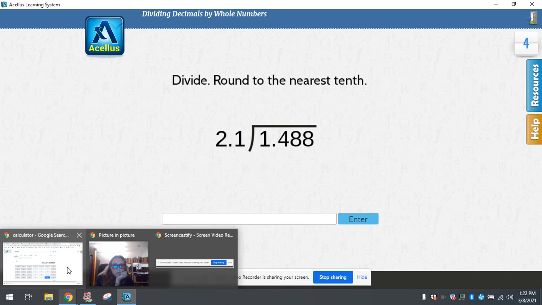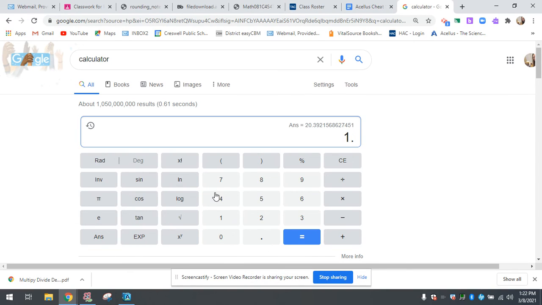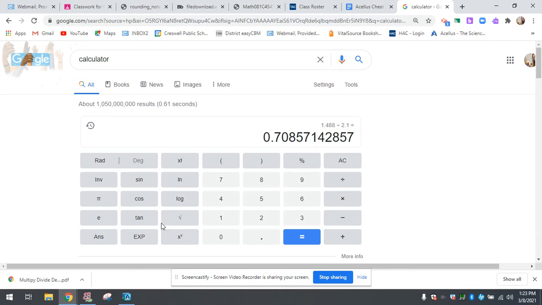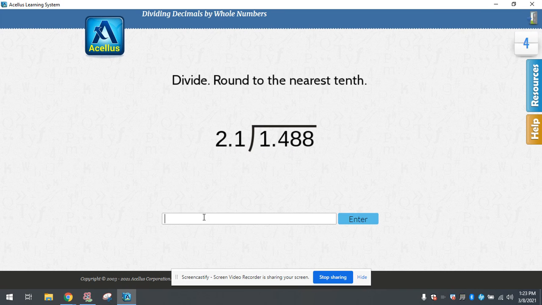1.488 divided by 2.1 equals 0.708 and so on. Round to the nearest tenth. If we've got 0.70, we're looking at our tenths place. 5 and up, round up. We don't round up because the number to the right of the tenths place is a 0, which is smaller than 4. So we're going to leave this as 0.7, or 0.70 if you want. Either one, it will take.